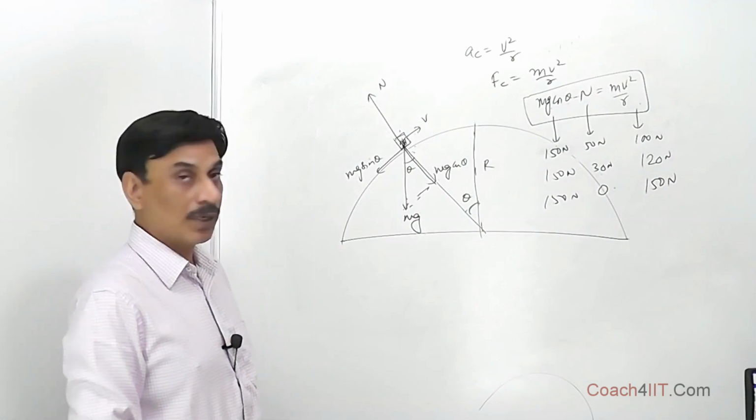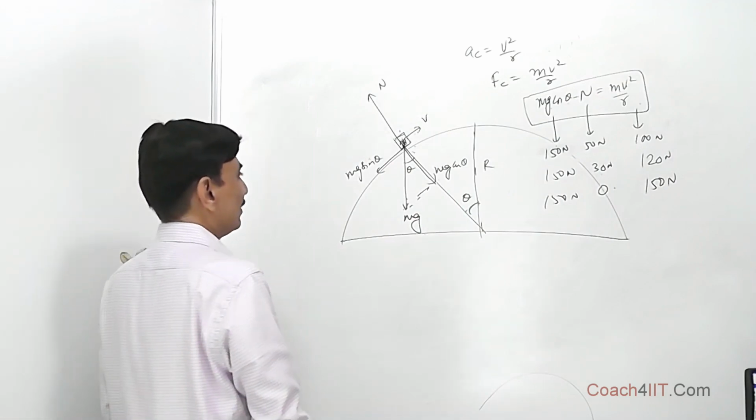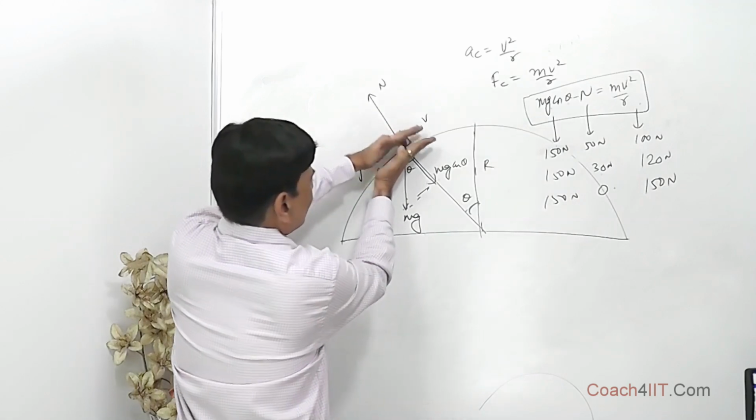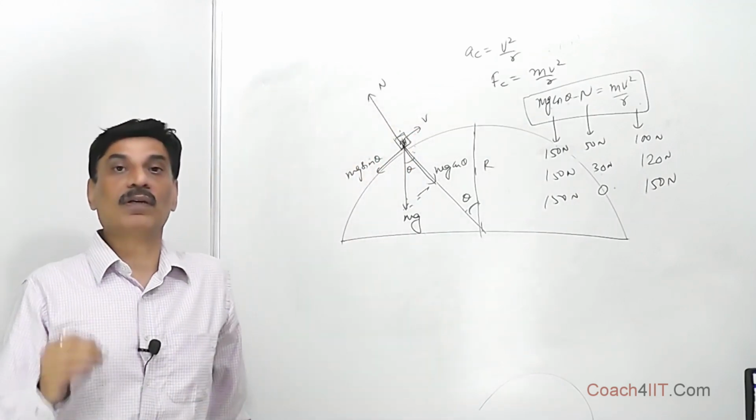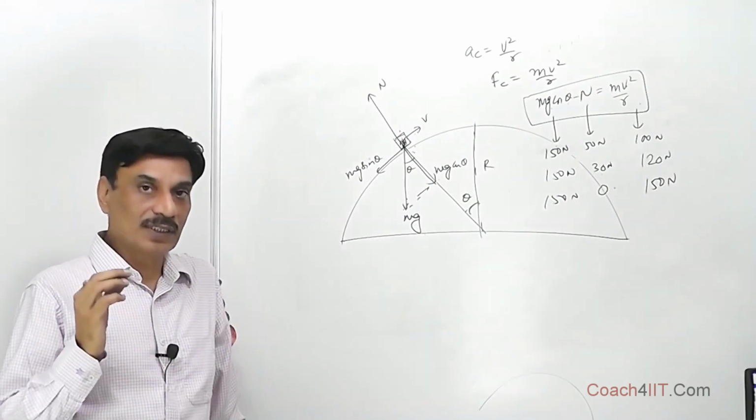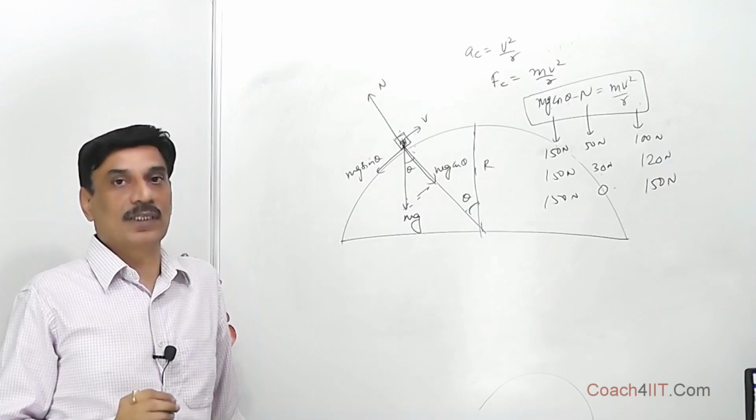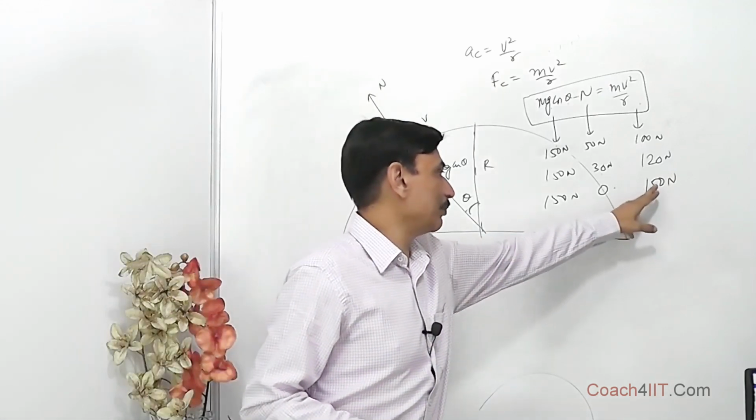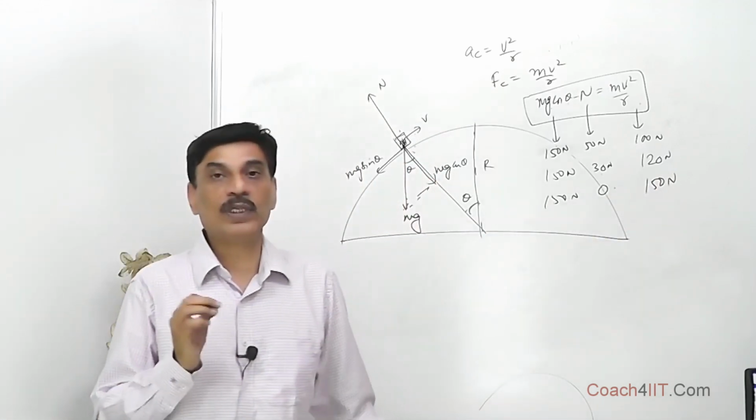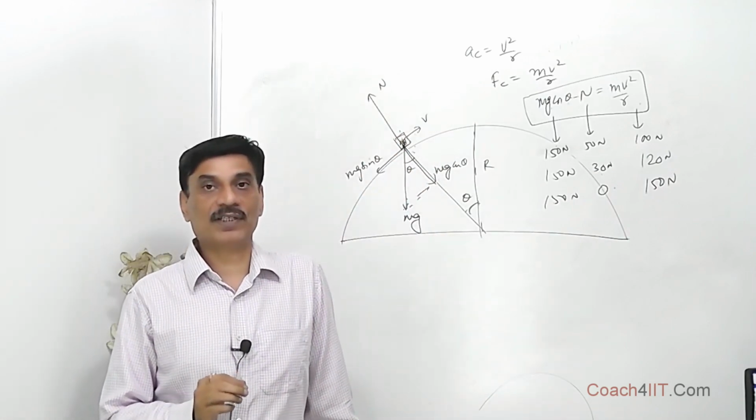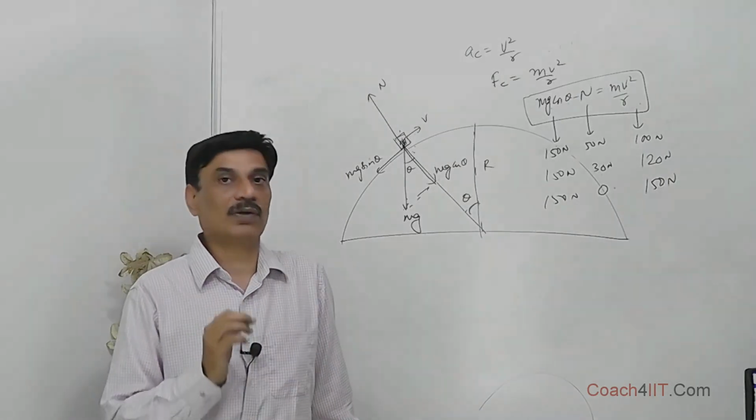So it means when the normal reaction is equal to 0, at this instant this car will just be in touch or just lose contact with the surface. Normal reaction has become equal to 0. That is, the bodies are not in contact with each other, or the bodies are just in contact with each other. At this instant, when this is 150, this is also 150, we'll say that this is just in contact with this surface, or this has just lost the contact with the surface.